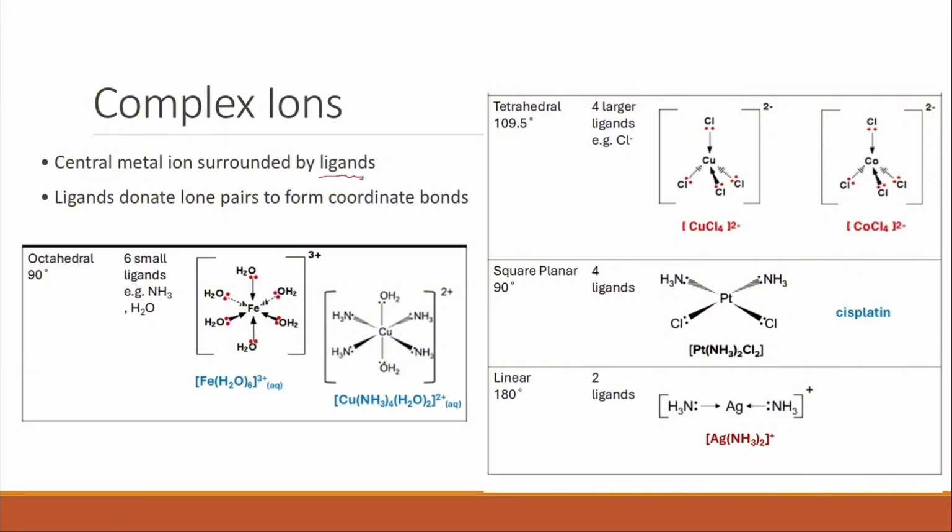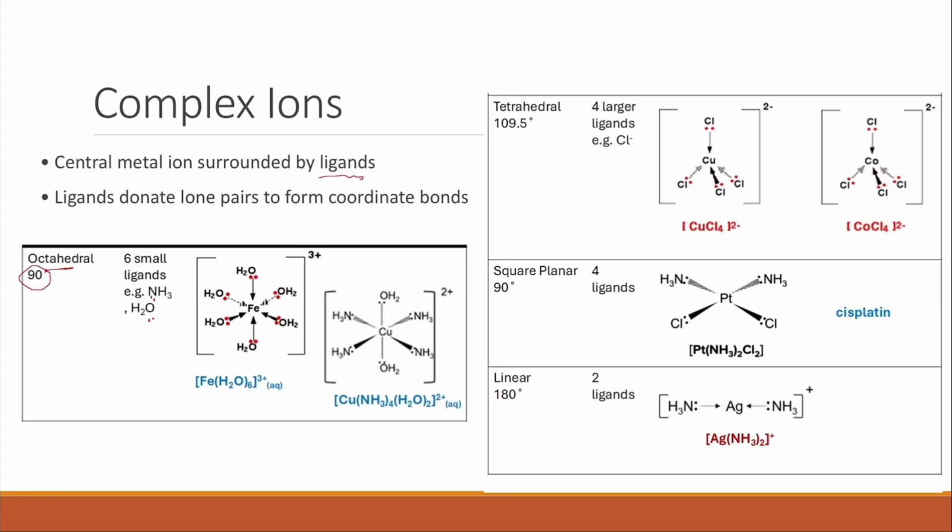The first one: when we have small ligands like ammonia or water, each of these will have a lone pair of electrons either on the nitrogen or the oxygen, and they can donate these lone pairs and form a coordinate bond, or dative covalent bond, with the central atom. Then we can have up to six of these small ligands around the central atom, and the shape will be octahedral. When the shape is octahedral, the bond angle is 90 degrees.